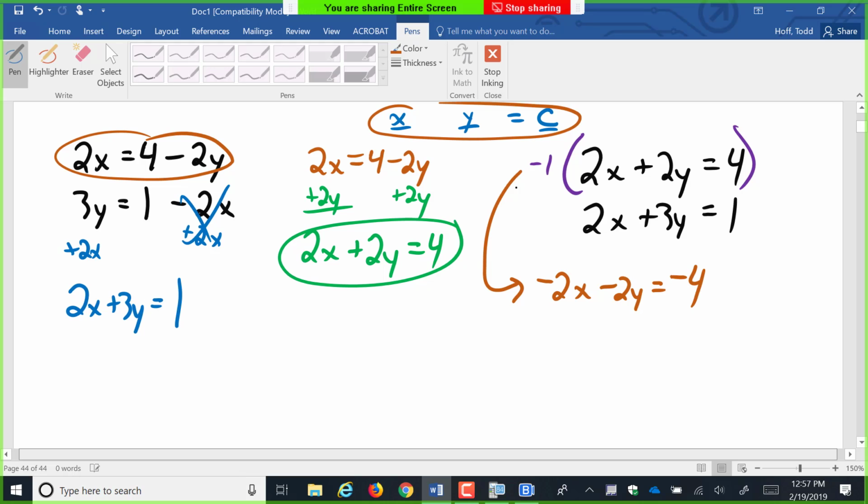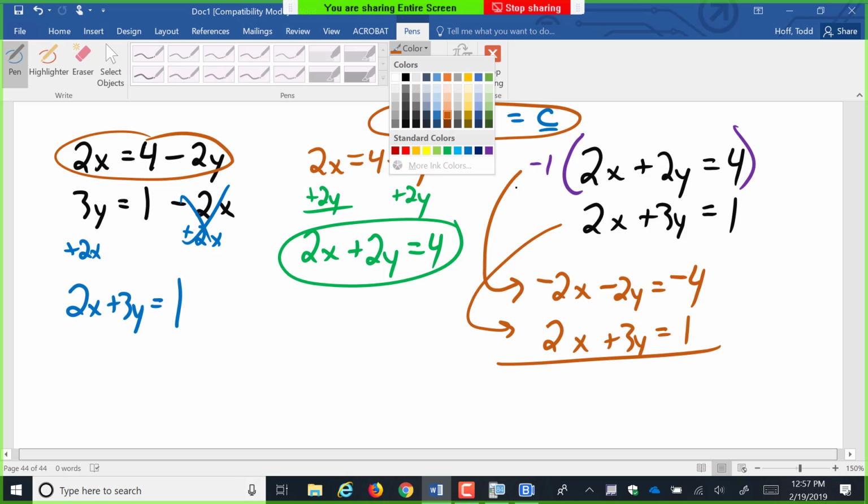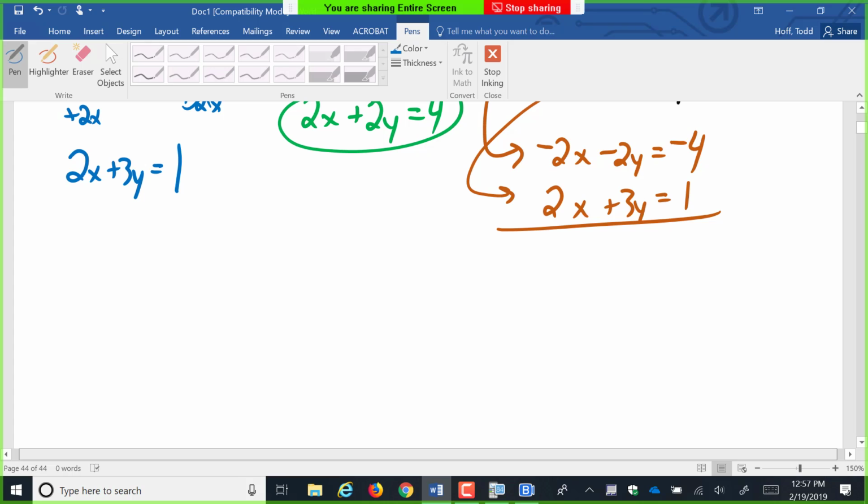Perfect. Negative 2x minus 2y equals negative 4. Bottom equation is not going to change. When we add those together now, what do we get? Perfect. The negative 2x and positive 2x cancel out. Negative 2y and positive 3y is a positive 1y, or just y. Negative 4 and 1 is negative 3. So we don't even have to divide to solve that. We've got y equals negative 3.